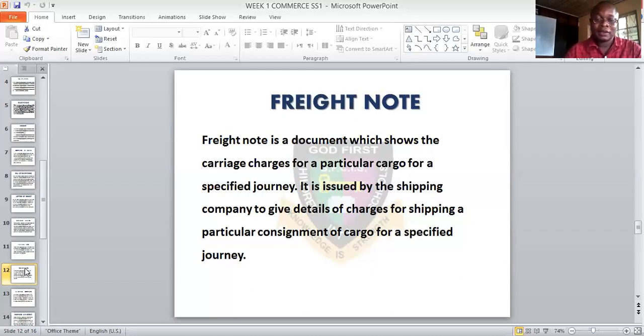So this is for the buyer to know. The shipping company will charge them, so that the buyer will know the particular amount of money they are to pay, or that the shipping company is charging the buyer. So this is very important under the freight note.